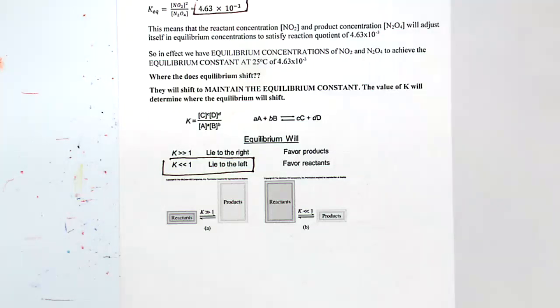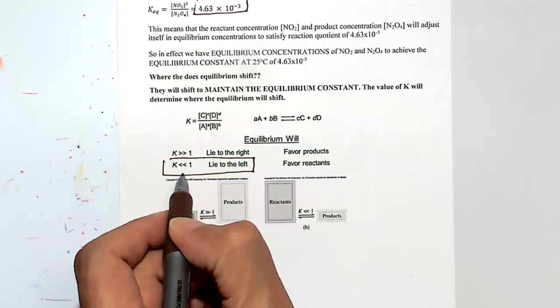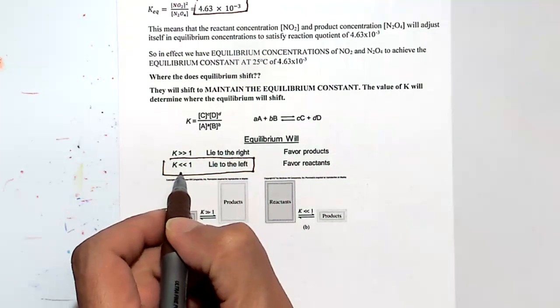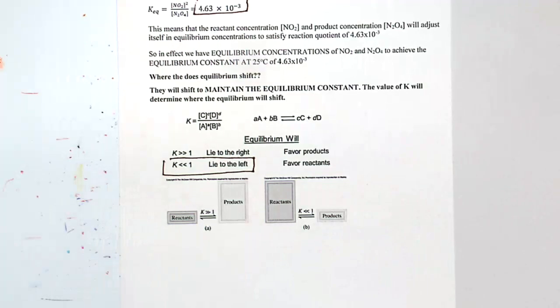Just the number tells us. The number tells us it's going to be more reactants than products. Why more reactants than products? Because your K is much, much less than 1. So it's going to go this way, more reactants. This is reactants, and these are products.